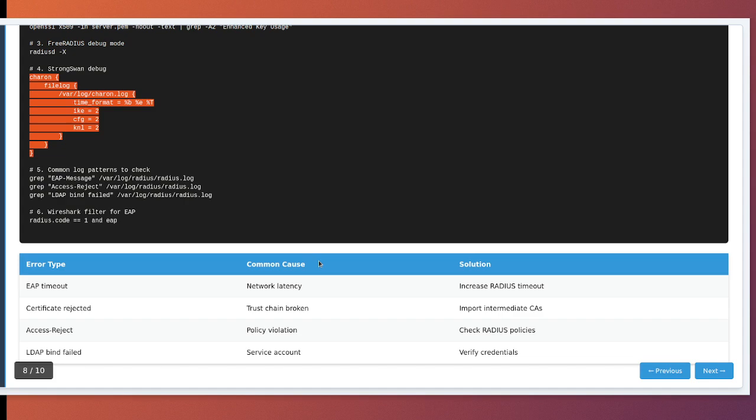My troubleshooting checklist: verify network connectivity, check certificates, confirm RADIUS shared secrets, validate user credentials, review RADIUS policies, and examine client logs. In 90% of cases, following this systematically will identify the issue.